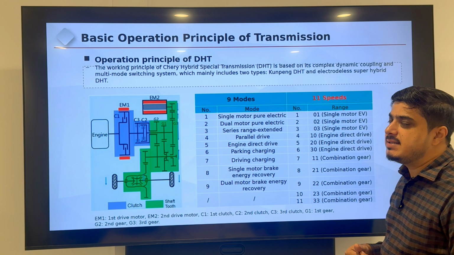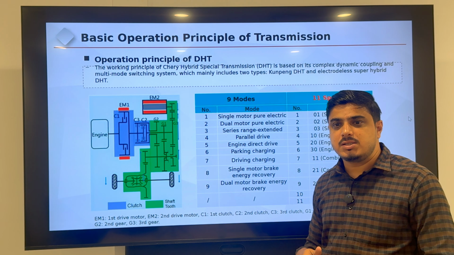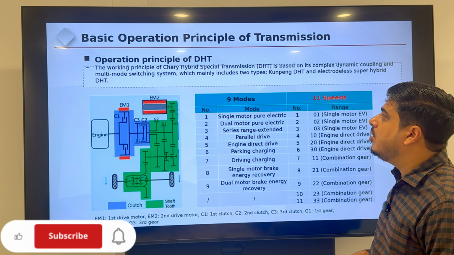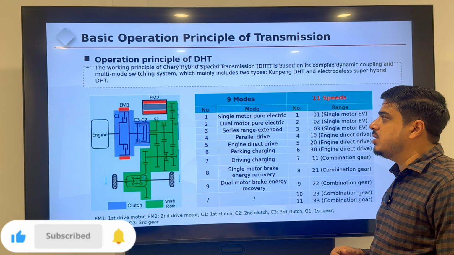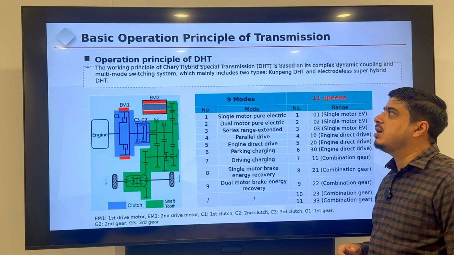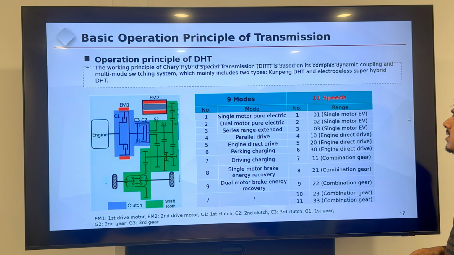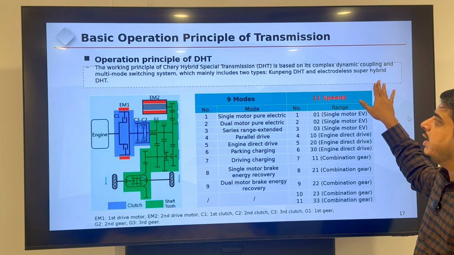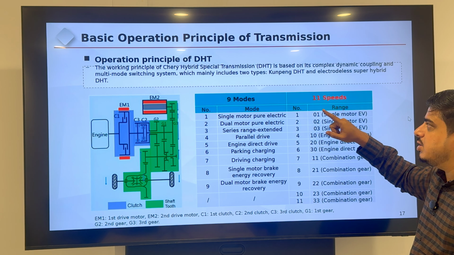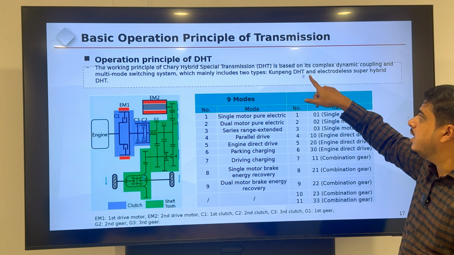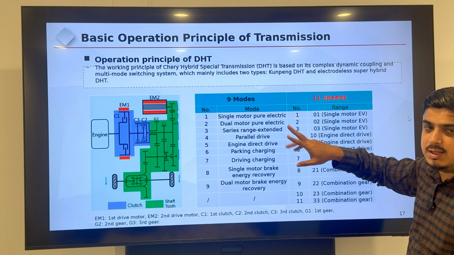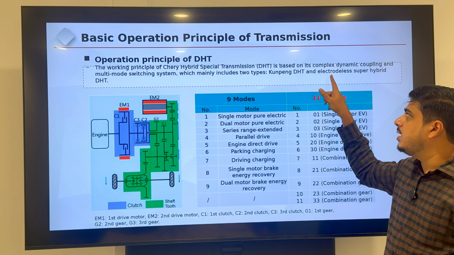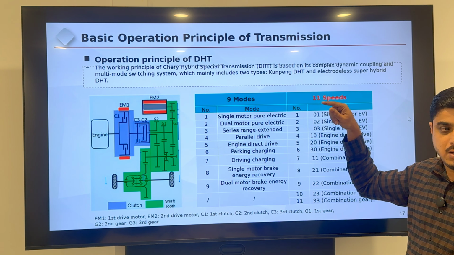Okay, next is the DHT, hybrid transmission. Hybrid transmission, this is a new generation currently. So we are working on the operation principle of hybrid transmission. The working principle of Chery hybrid special transmission is based on its complex dynamic coupling and multi-mode switching system, which mainly includes two types of transmission. One is Kunpeng DHT and the other is the electrode-less super hybrid DHT. Two types of hybrids we are working on in Chery.